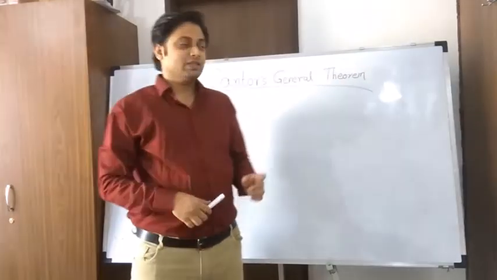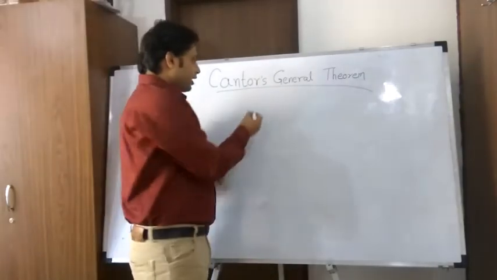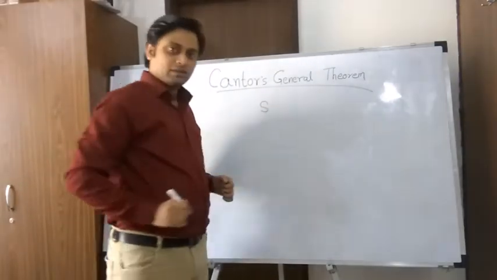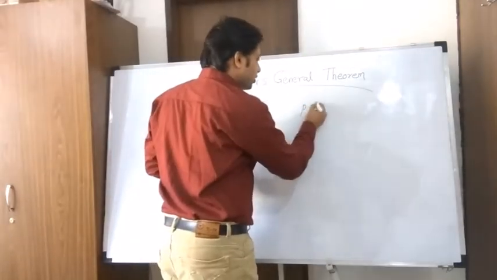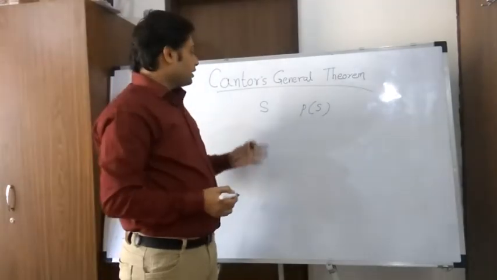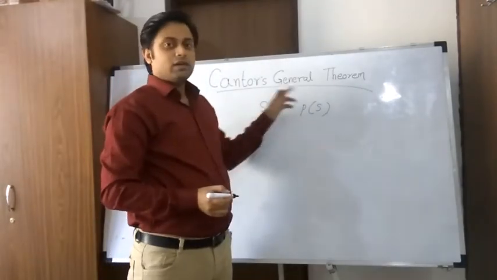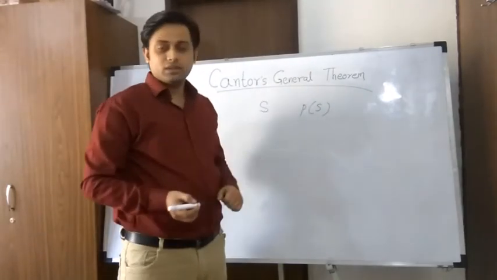So in this part we will see Cantor's general theorem. Let's say we have a set S. For every set S, I can compile a power set of this S. What is the power set of some set? All the subsets of S are the elements of the power set of S. It is a set of subsets of S.